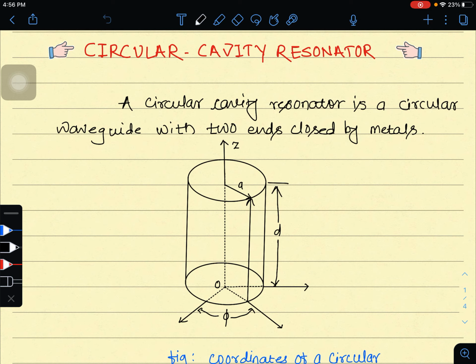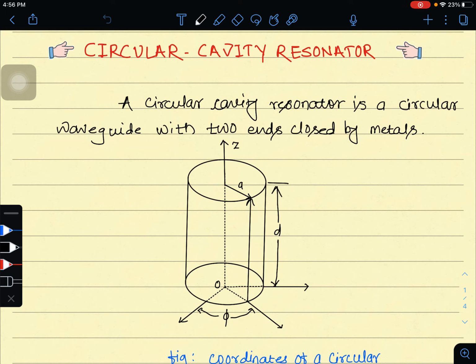The electric and magnetic energy stored inside the metallic enclosure determines its equivalent inductance and capacitance. We learned such sentences in the previous lectures, and after that we discussed the rectangular cavity resonator in the last lectures. So today we are discussing the circular cavity resonator.